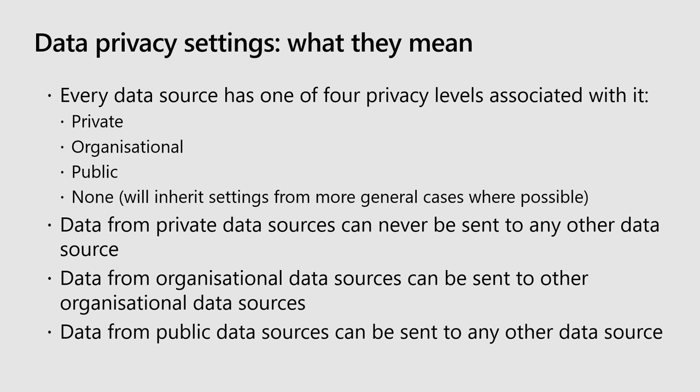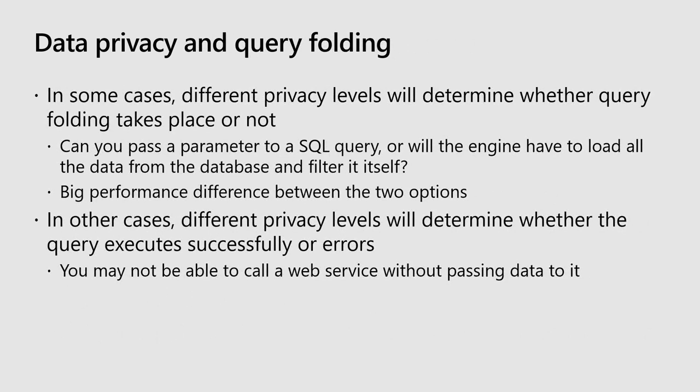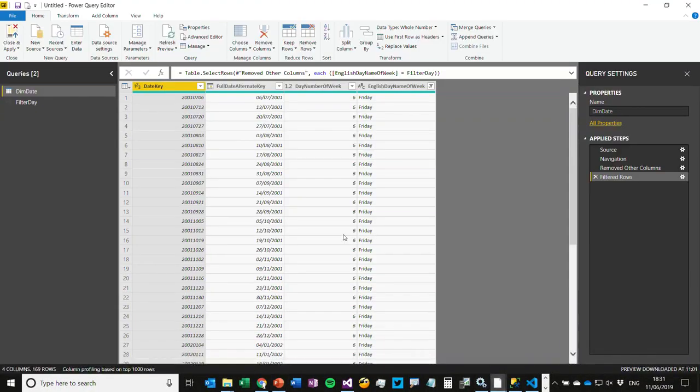So anyway, we've got these rules, and for example, private means that we can't send the data from one data source to another. Data privacy settings are remembered in Power BI Desktop. That demo I just did just worked. Nobody asked me about anything because I've done the demo before. I've practiced it. So let's see what happens in the real world if we were doing this.